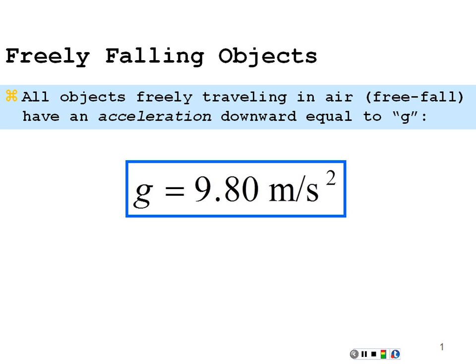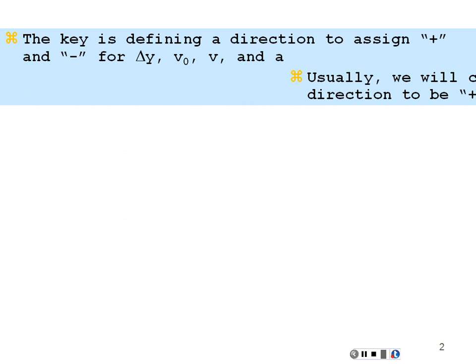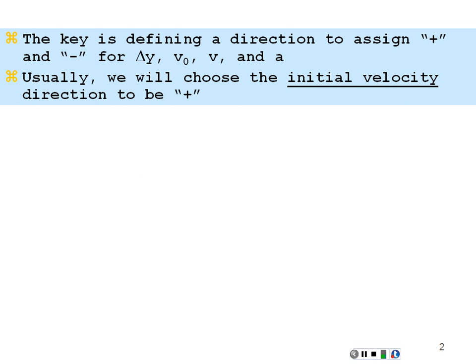per second squared. And that 9.80 meters per second squared for Earth's gravity is directed downward towards the center of the Earth. So that is the value of the acceleration of gravity. So how do we use this in our kinematic equations? Well, we're going to have to define a positive direction for us. And I'm going to suggest that you choose the positive direction as your initial velocity direction.